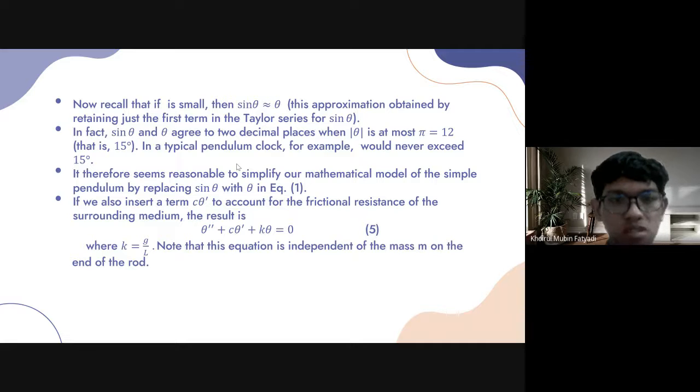It therefore seems reasonable to simplify our mathematical model of the simple pendulum by replacing sin theta with theta in equation 1. If we also insert a term c theta prime to account for the frictional resistance of the surrounding medium, the resulting equation is of the form theta double prime plus c theta prime plus k theta equals 0, where k is equal to g over L. Note that this equation is independent of the mass m.